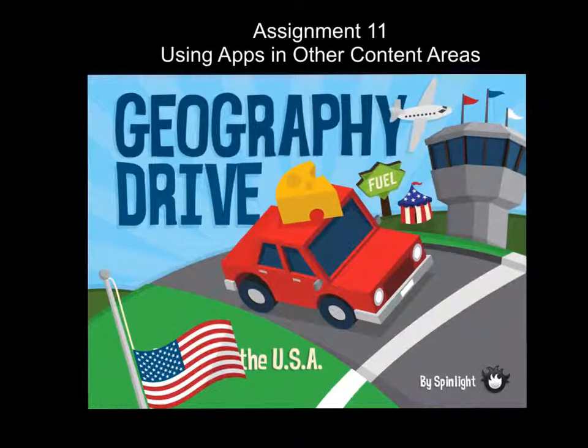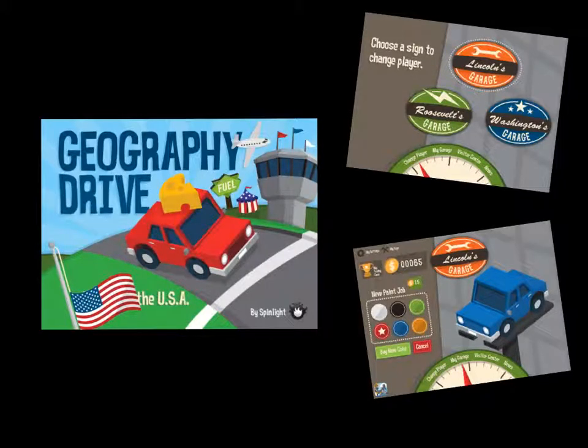For this assignment, I chose to use Geography Drive. This is an assignment for a fourth grade classroom. In fourth grade, students are expected to know the states, their location, the capitals, and other information about all the different states in the U.S.